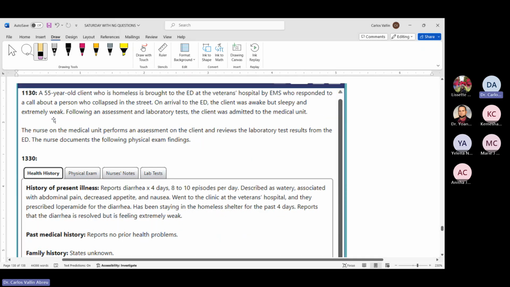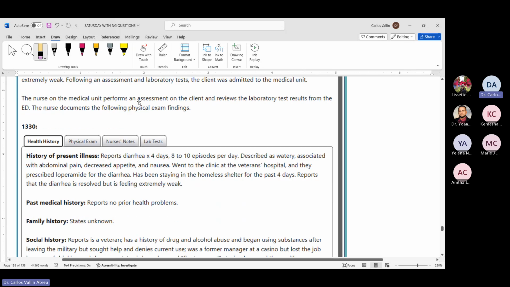Another clinical judgment scenario. A 55-year-old client who is homeless is brought to the ER at the veteran hospital by the emergency system, who responded to a call about a person who collapsed in the street. On arrival to the ER, the client was awake but sleepy and extremely weak. Following an assessment and lab test, the client was admitted to the medical unit. Okay, so the only evidence here is that he collapsed in the street and is very weak, but is awake.